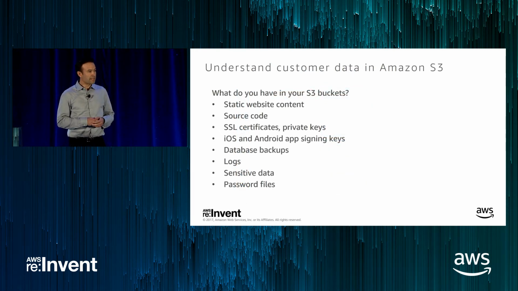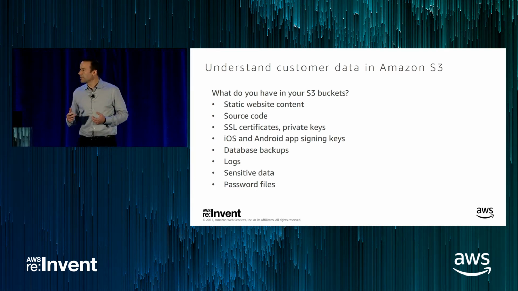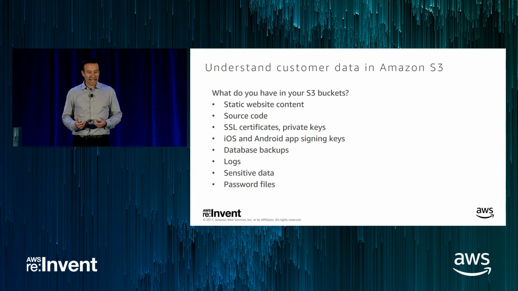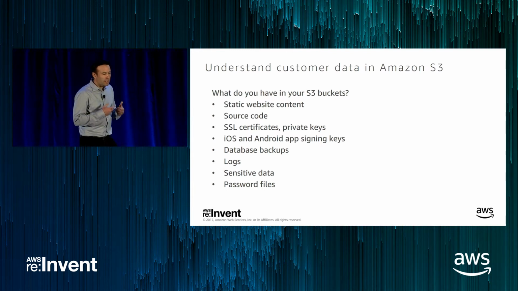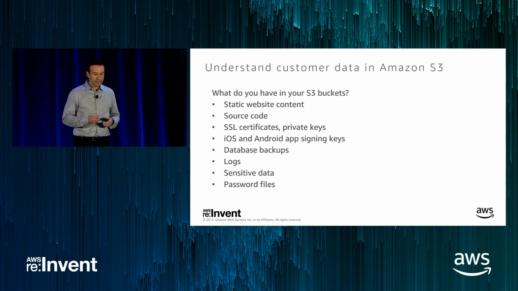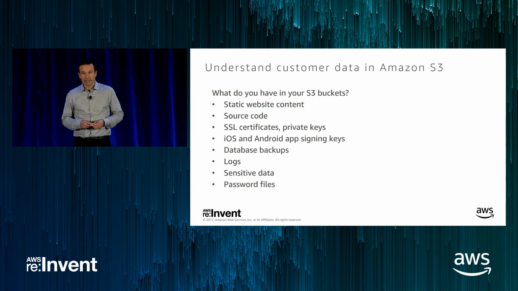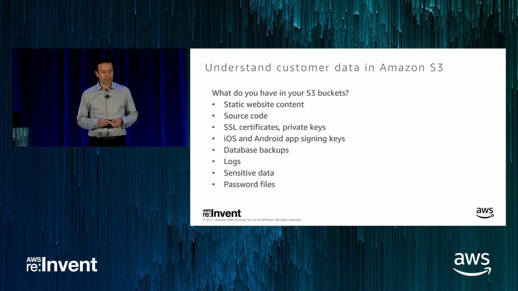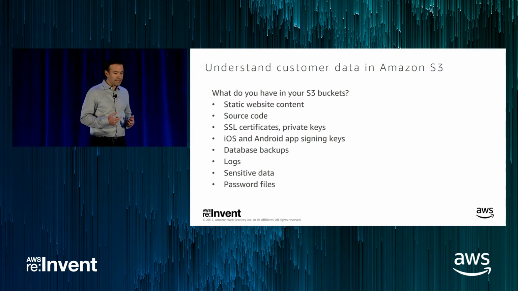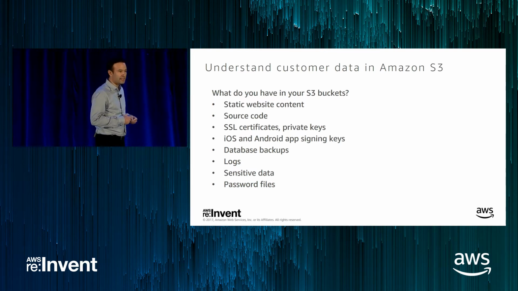So one of the first things that we want to do, and I would ask all of you to really think about, is what type of data do you have in Amazon S3 right now? And if you really think about it, typically you think about the objects and the files, but it goes well beyond that. It could be web content. It could be source code. You could be hosting your repositories on S3. It could be certificates or private keys or application signing keys.